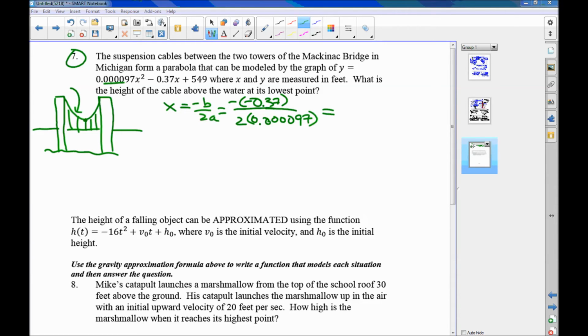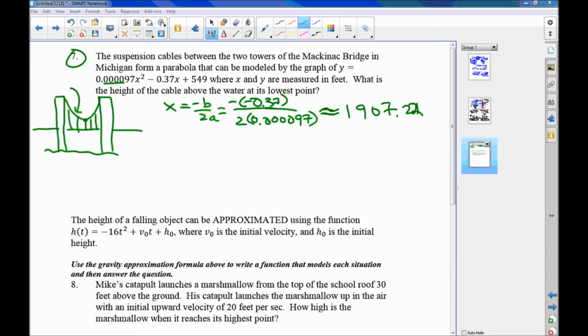All right, so I'll type this on my calculator. Negative of negative 0.37, that's just 0.37, divided by 2. And I'm going to put parentheses around my bottom, so I do the timesing part first. 2 times 0.000097. Okay, so this will give me 1907, or about 0.21 or so. So I round to the nearest hundredth, which would be 0.22.